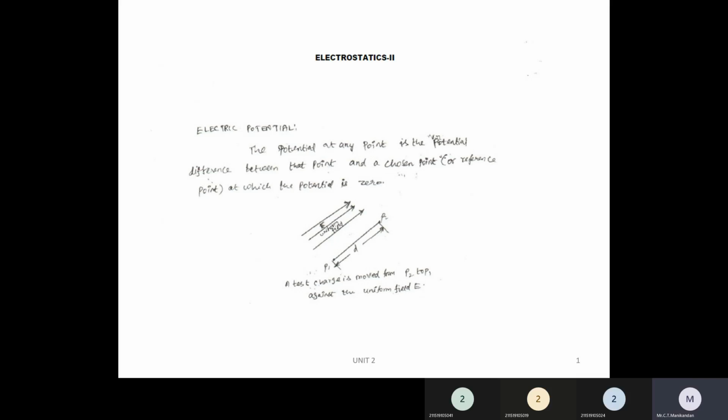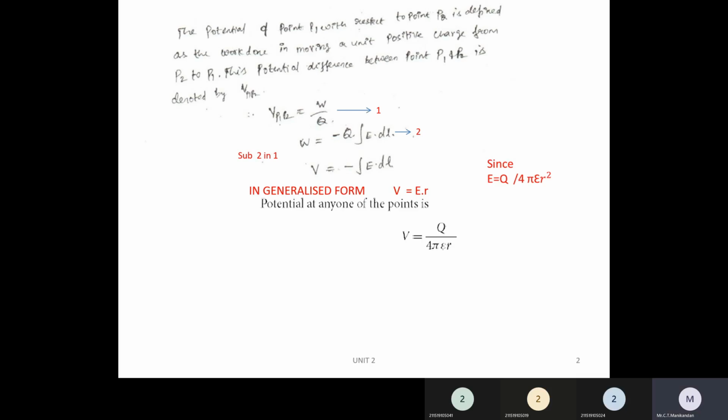Two topics, mainly about the different coordinate systems, and we have started about the potentials. These are the topics that we have seen in the last session about the different potentials. So the relation between potential and electric field: V equal to minus integral of E dot dl. In generalized form, we can say potential is the product of electric field and distance. Also we can have the potential equal to Q by 4 pi epsilon R.